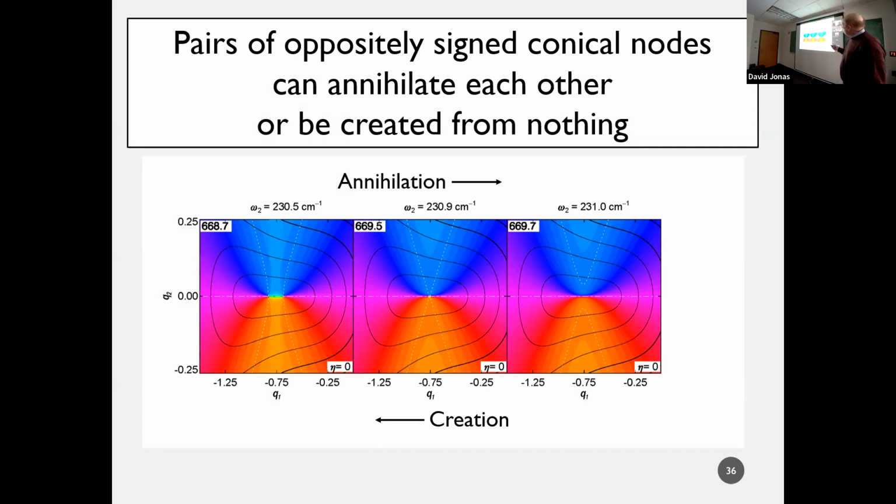The other thing that can happen is the nodes move around as you adjust parameters. The pairs of oppositely signed conical nodes can actually annihilate each other or be created from nothing as you adjust the parameters as well. So it looks like particles annihilating and creating each other, but this annihilation and creation process preserves the index of the eigenfunction.